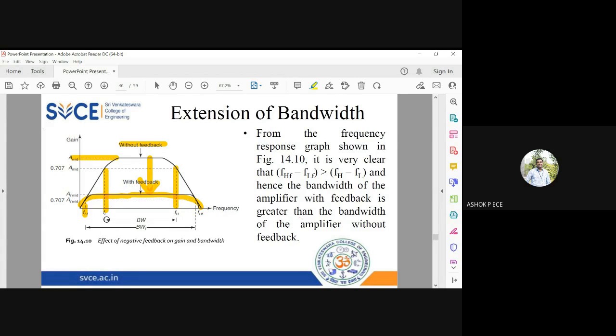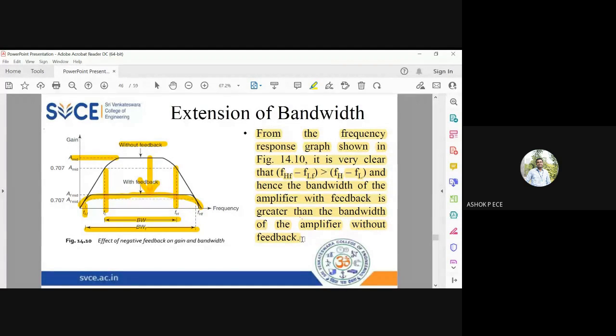So here you see the bandwidth is BW for a normal amplifier without feedback. BW equal to FH minus FL. When you are going to apply feedback, the bandwidth you see it is enhanced. It is FHF minus FLF. You can see the bandwidth is increased. It's enormously increased at the reduction of gain. So from the frequency response, it is very clear that after feedback, the bandwidth is very much high compared to the same system when you are going to analyze the amplifier without feedback.